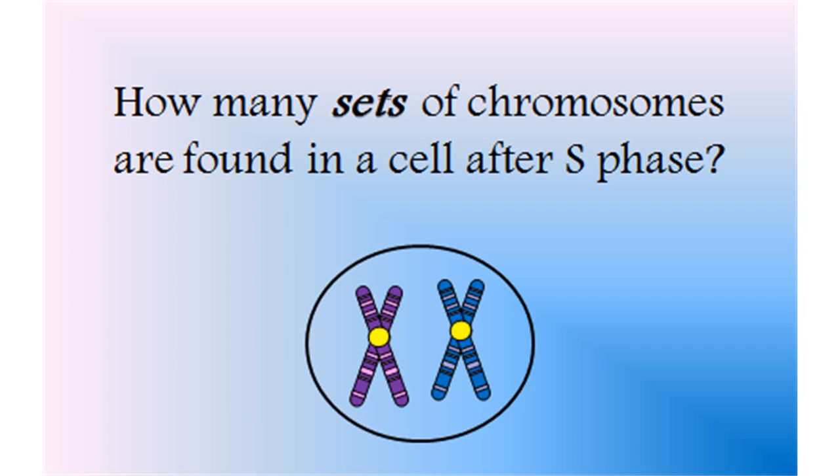Most important and probably most confusing thing to keep in mind is that, as you see here, you have a pair of homologous chromosomes. The purple ones come from the mother and the blue ones come from the father. But it gets more complicated because each homologous chromosome is made of a pair of sister chromatids. So hold on, and we're going to count the sets of chromosomes.